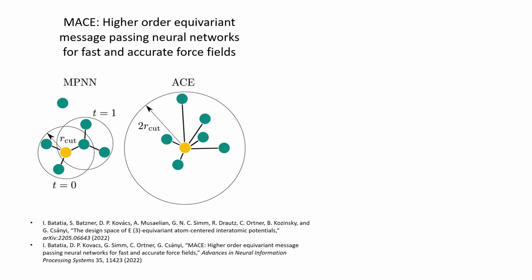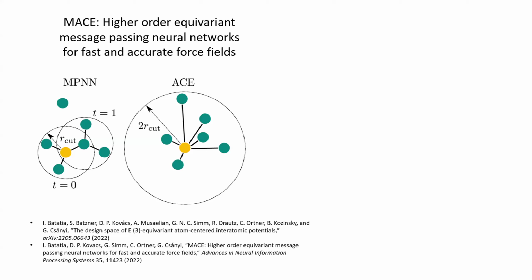So now, my site energy on this yellow atom might depend on the locations and types of the nearest neighbors, but also some information about the environment of neighbors that are a little bit further away, rather than just their positions. We use a little bit more of their environment.